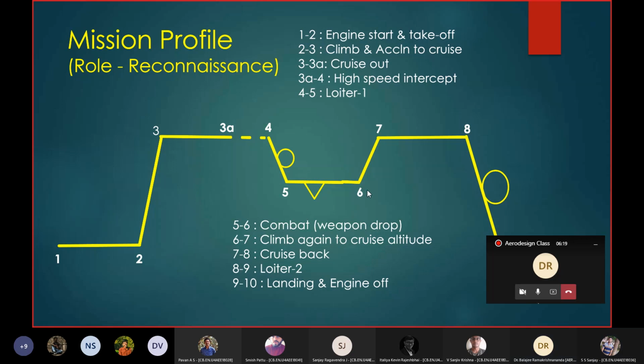Okay. And 6 to 7, we are going to climb again to the cruise altitude. The service ceiling given to us was 11 kilometers, so we have chosen our cruise altitude to be 10 kilometers. So we are going to climb again to 10 kilometers and loiter before landing, and then land. And the second loiter time is around 1 hour.